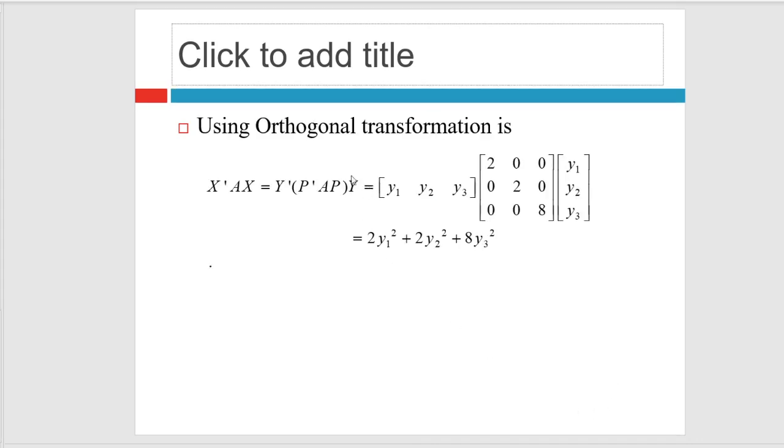Now by using orthogonal transformation we directly write down this form. Here the first value is the lambda 1 value, the second value is the lambda 2 value, and this value is lambda 3. In this way, we reduce the given quadratic form to canonical form. We can solve any example of this by applying the same method.